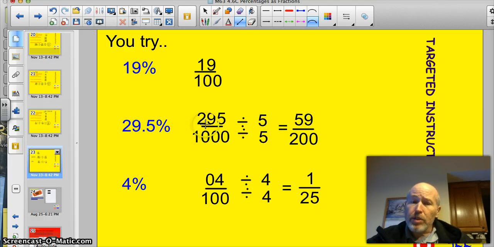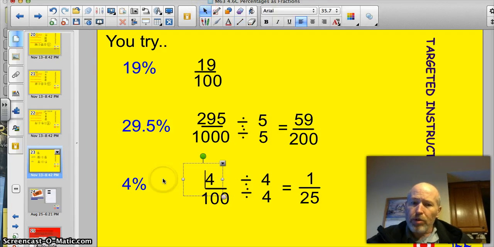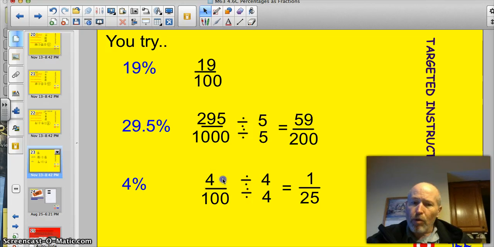29.5% becomes 295 1,000ths. Divide each by 5, we get 59 200ths. All right, here's that tricky 4%. Remembering that it's 0 over 4, okay? And then you divide each one by 4, you get 1/25th. Remember, we usually just write it like this, right? 4 100ths. But putting that 0 there on those single digits will help you get the right fraction.